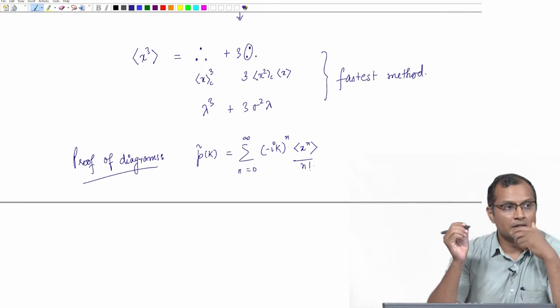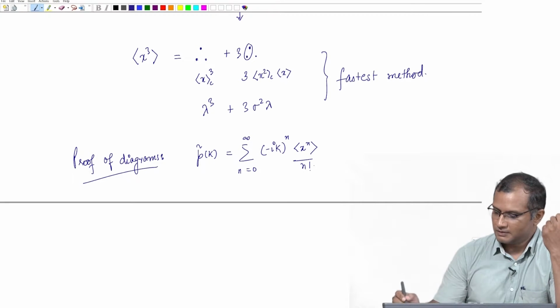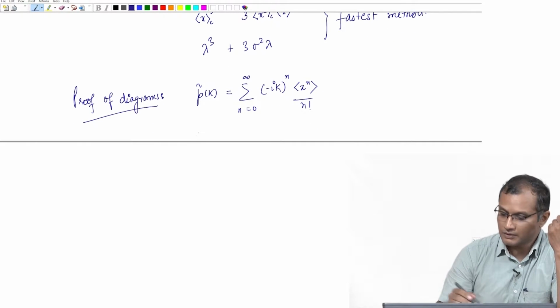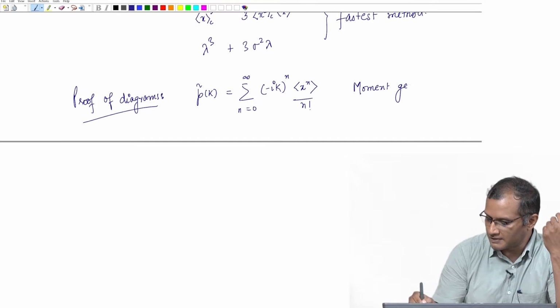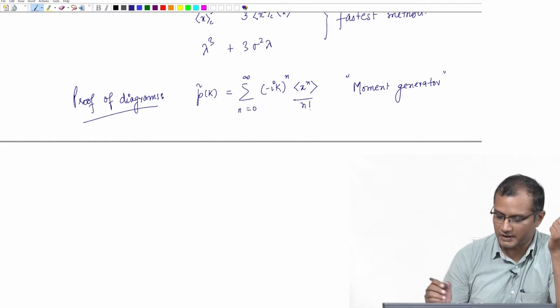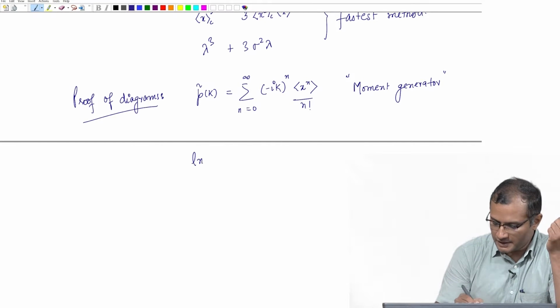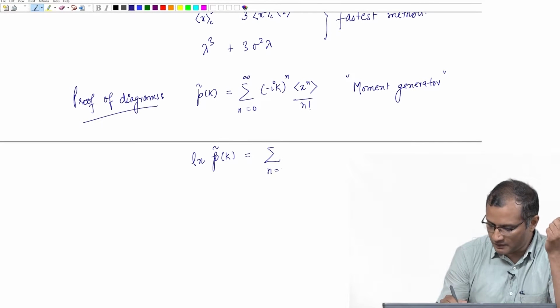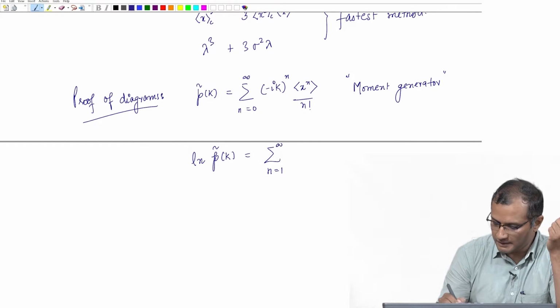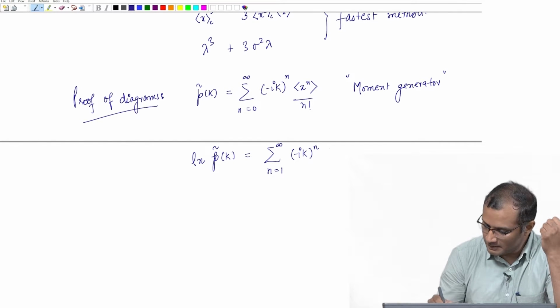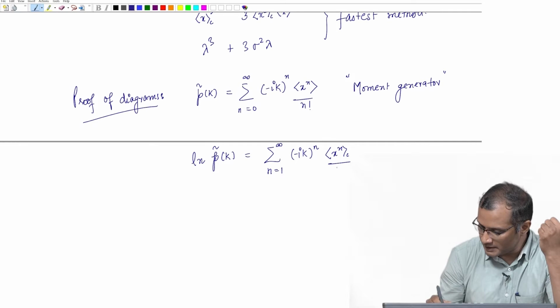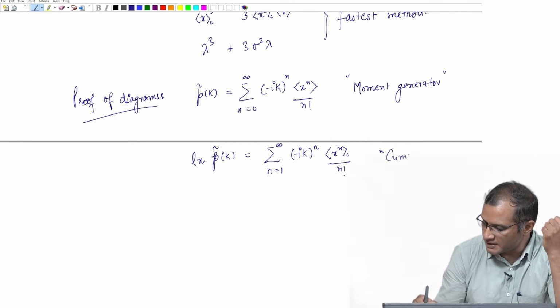This is the moment generating function, or the characteristic function. We also have the cumulant generating function, which is ln of this, and this was written as n going from 1 to infinity, (minus i k) to the power n, the nth cumulant over n factorial. So, let us call this the cumulant generator.